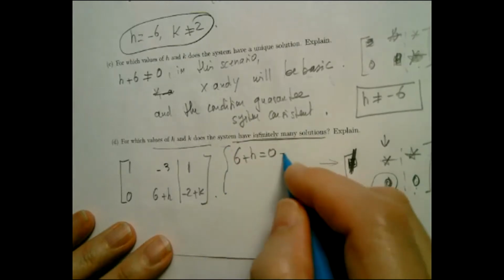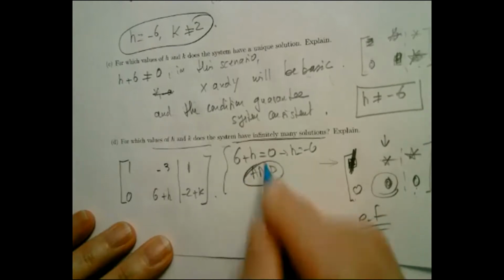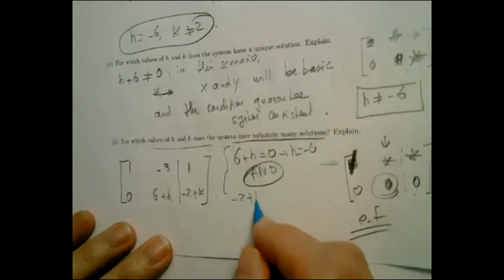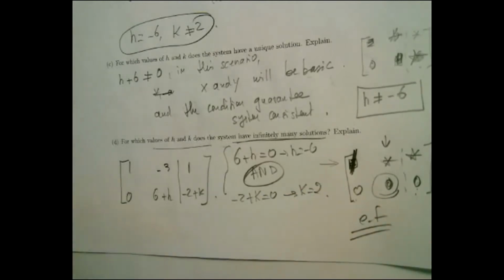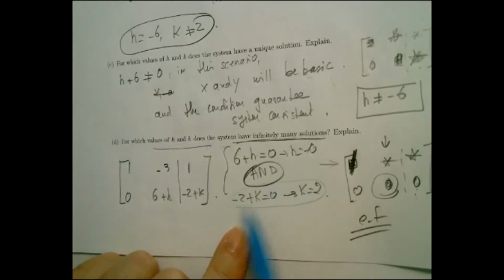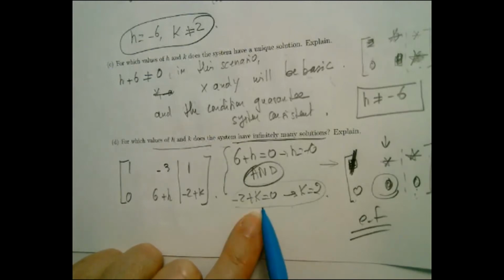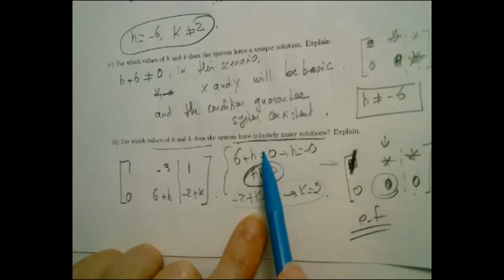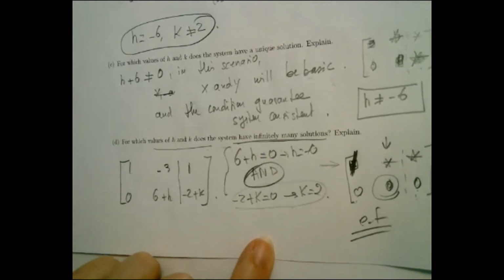Yes, h is -6, and the "and" is important. And k has to equal 2. Absolutely. Minus 2 plus k has to be 0, so k equals 2. And now let us explain everything. Why do I need minus 2 plus k to be 0? This will guarantee what? All of you, at least say it in your head. This guarantees consistency in this scenario, and this will guarantee my free variable. Because a free variable without consistency doesn't really make sense to us.